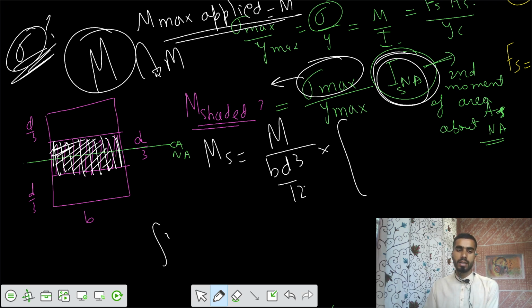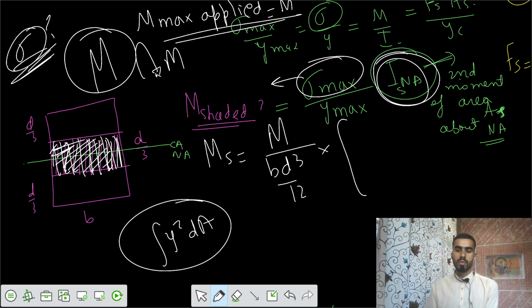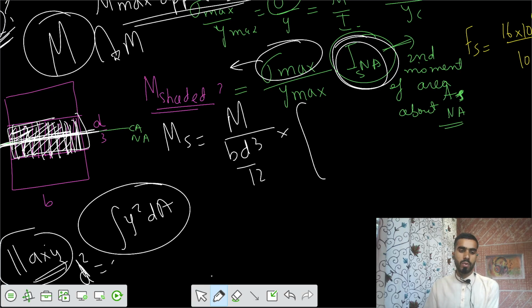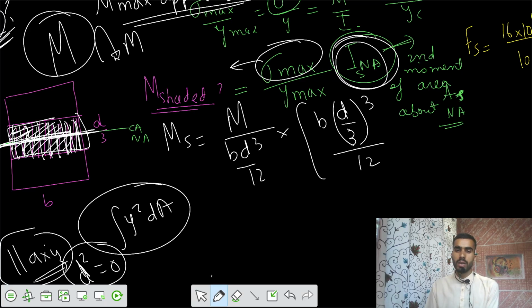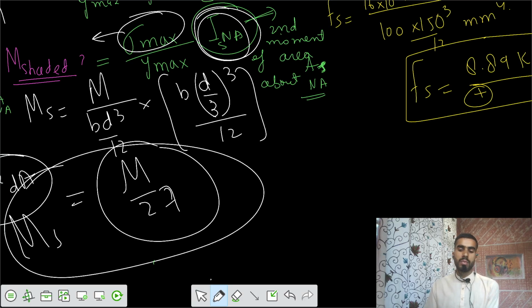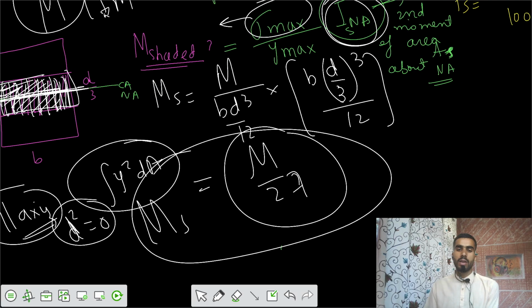What is this I_SNA? That's integral y square dA, the second moment of that area about the neutral axis. Since the centroid of that area is passing through the neutral axis, there is no use of the parallel axis theorem, so d square equals 0. So finally, you can write BD cube by 12, and you get M by 27. So the total moment resisted by that middle third part of the area is only M by 27.